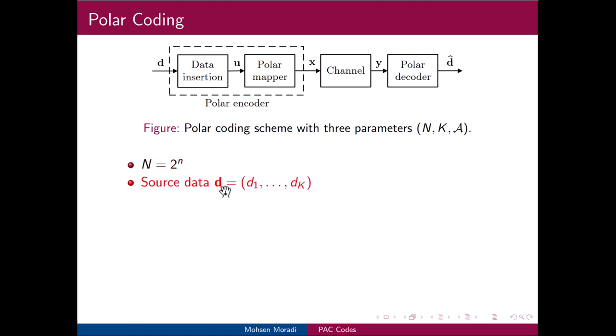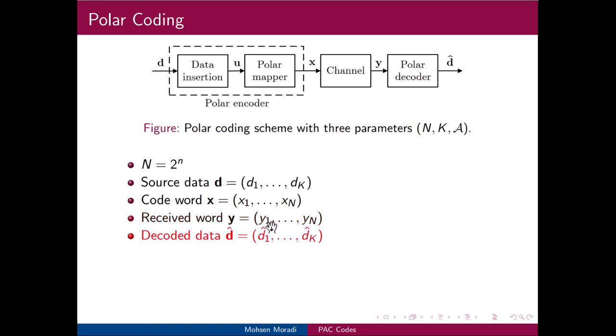Source data D, we show it by D1 to DK. In all of the simulation results in these lectures, we will assume that the data inputs are binary, so the Di's are 0 or 1. The code word, we try to always use the same notation X. The receive vector is Y. We will mainly assume that the channel is a binary input AWGN channel in this series of lectures. So the inputs are binary vectors and the channel output is a real number. And the decoded data is D hat.